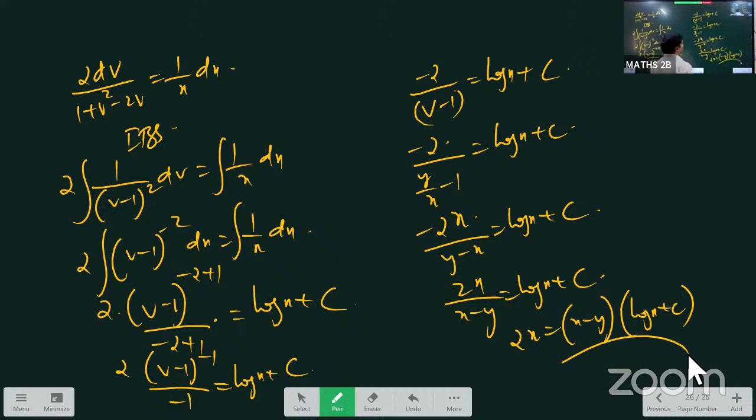Is it clear? Yeah, I will do one non-homogeneous also. Only one I will do, right? And that is the same procedure for all other non-homogeneous. Is it clear? Yeah, it goes very lengthy. Let us do one non-homogeneous.